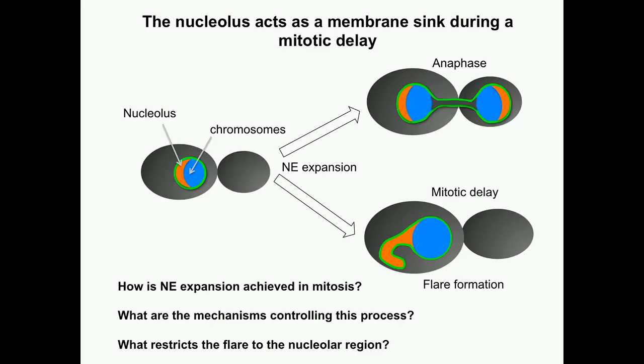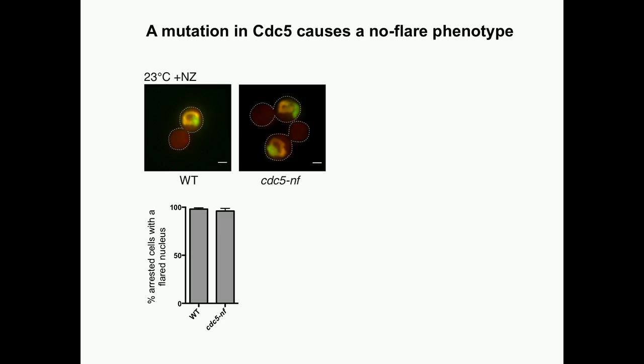And so this all leads to some very interesting questions. Firstly, how is nuclear envelope expansion achieved in mitosis? What are the mechanisms that control this process? And really interestingly, what restricts this expansion to the nucleolar region? So I carried out a screen. This is where I came in. I entered the lab and I carried out a screen to try and identify mutants where, when the cell arrests in mitosis, no flare is formed.